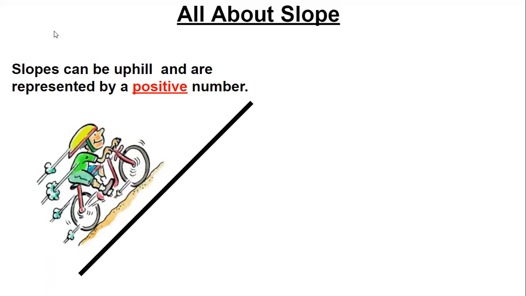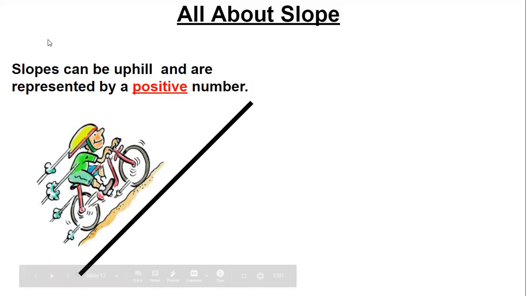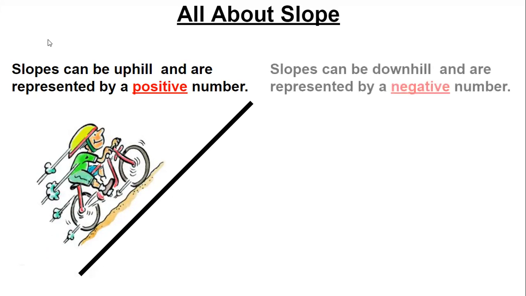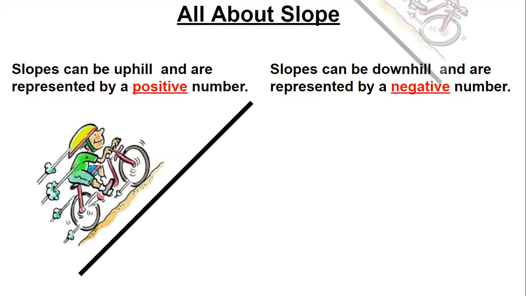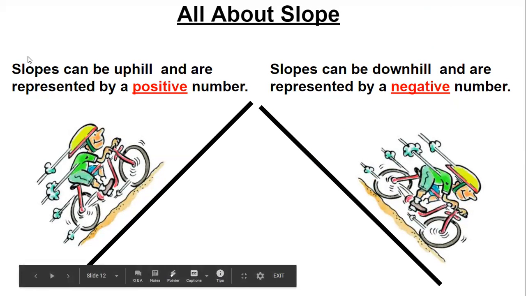So here's your biker, and slope, by the way, goes from left to right. And you're looking at this linear line here, this linear equation. It goes from left to right. So this guy's going uphill. Uphill is a positive slope. Slopes can also be downhill, represented by negative numbers. Now you see the biker going downhill. That is a negative slope.